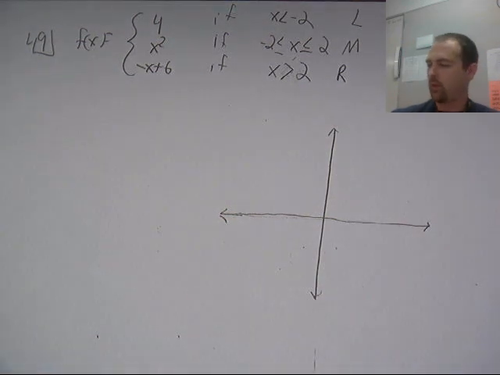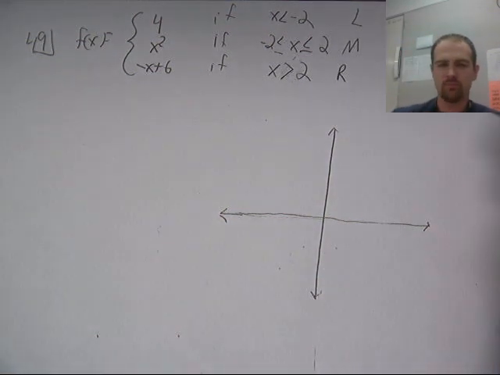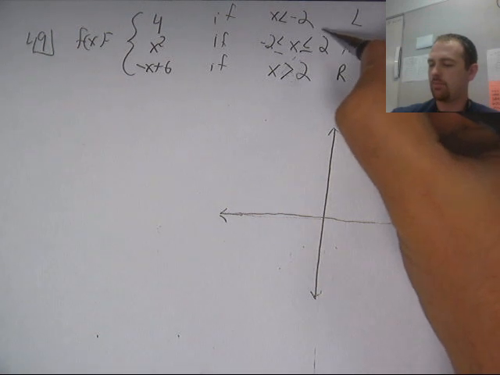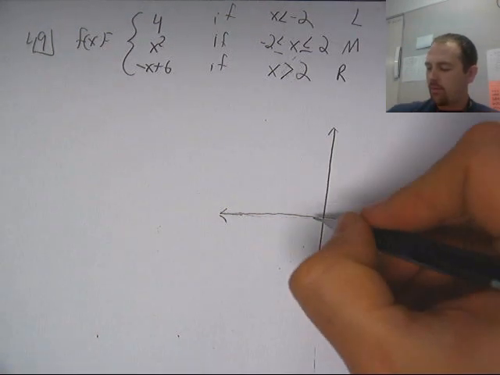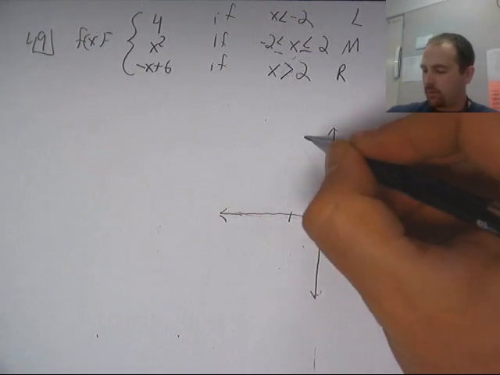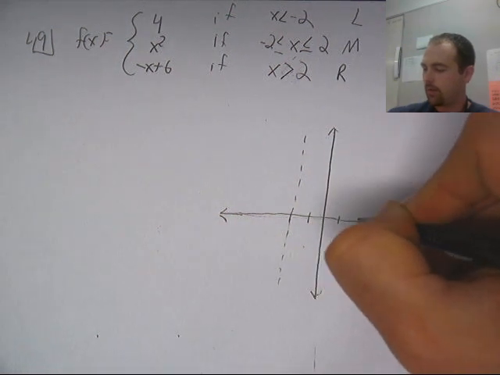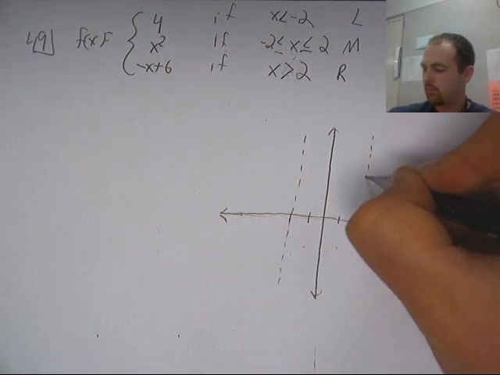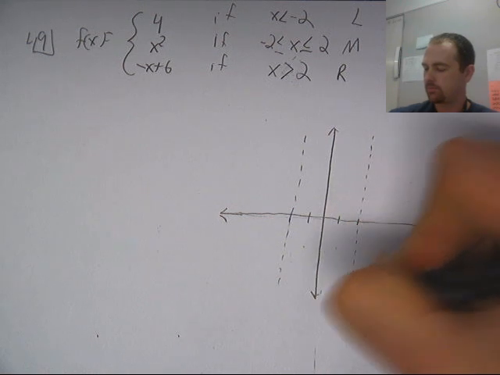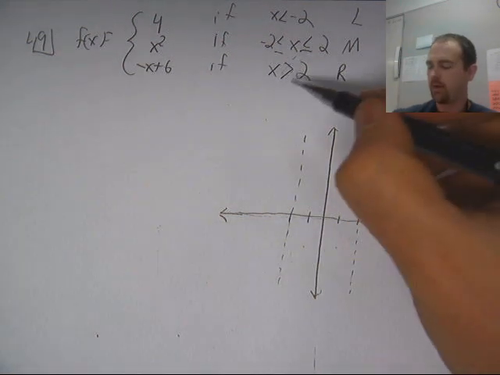So, still going to work the exact same way, just more pieces. Let's go ahead and plot those border lines. We're going to have one at -2 and one at +2. So let's go ahead and make our table of values.